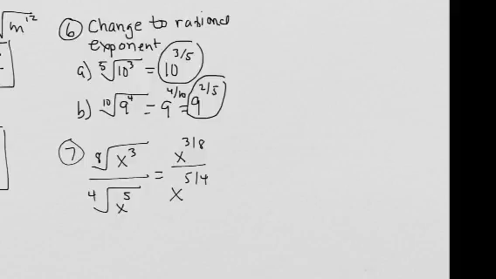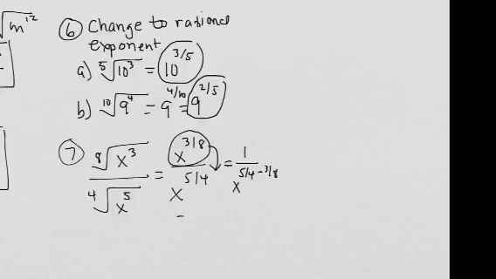Okay. 5/4 is bigger than 3/8, so I'm going to move this one down. And so that's going to leave me with 1 over x to the 5/4 minus 3/8. Because remember, positive 3/8 in the numerator becomes negative 3/8 in the denominator.